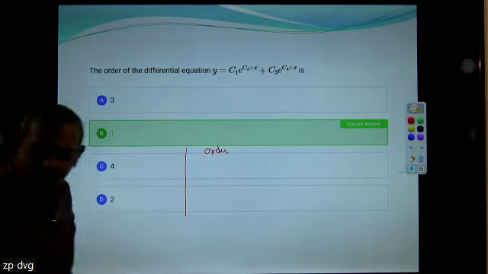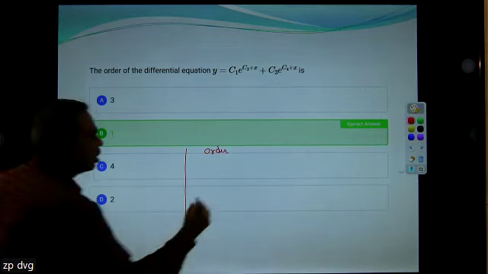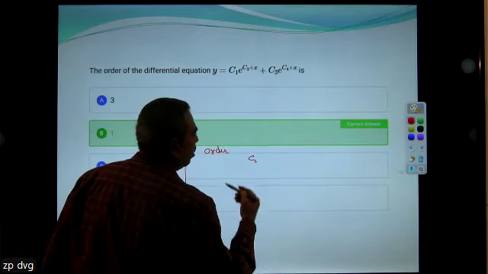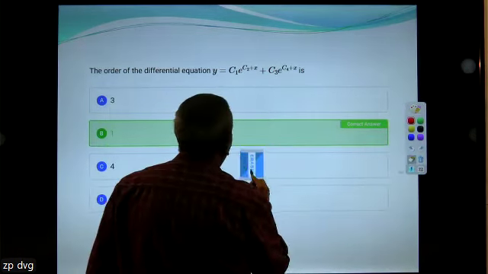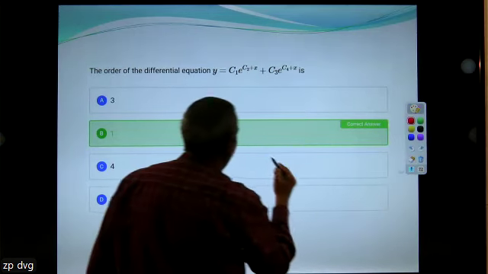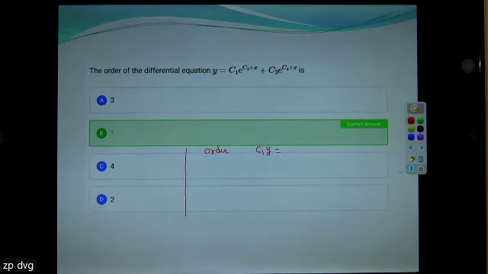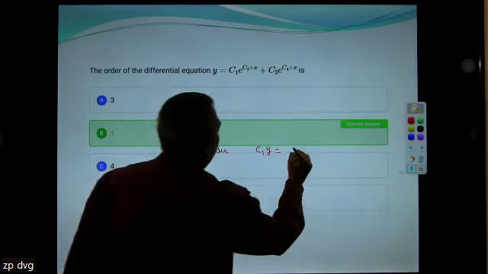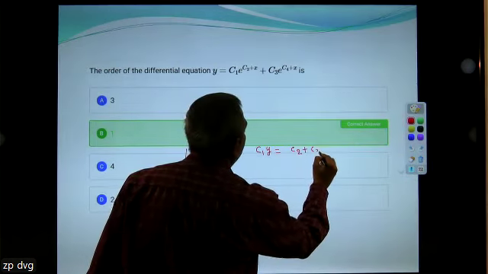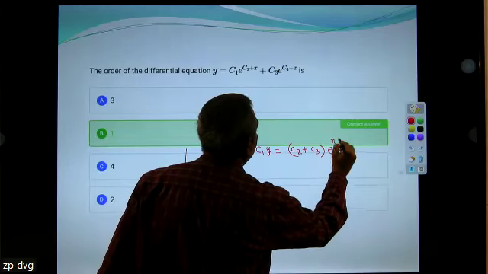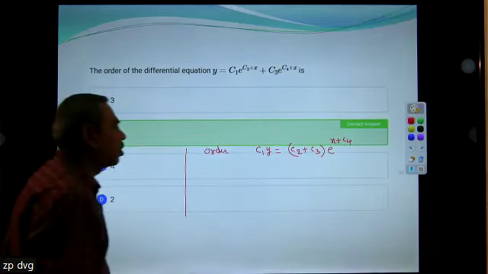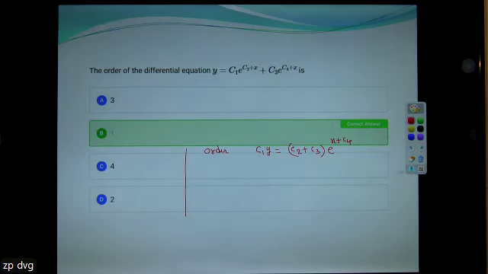So the equation is C1 into y is equal to C2 plus C3 into e to the power x plus C4. That is the question given. For this question, you have to find the order as well as the degree. So to find the order and degree, the idea.